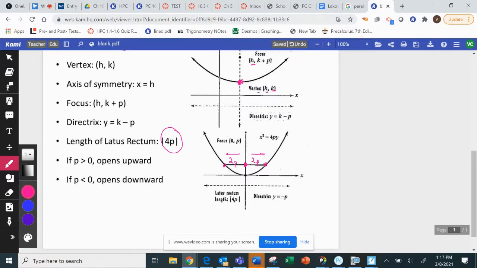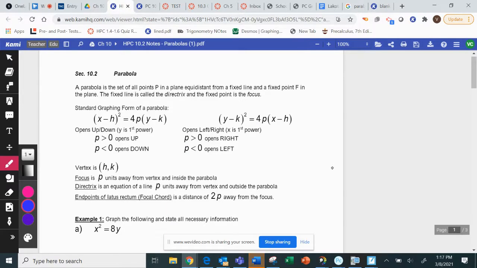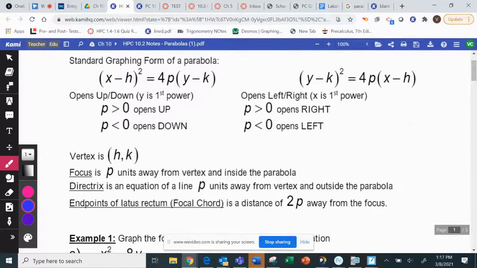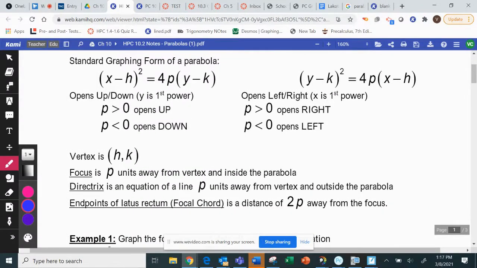All right. We're not going to do every single question in the notes. The first two we're going to skip. Opens up or down, opens left or right. If you have a p-value that's negative, that's either going to be left or down. If you have a p-value that's positive, it's either going to be up or right. We're talking about the two positives or the two negatives.